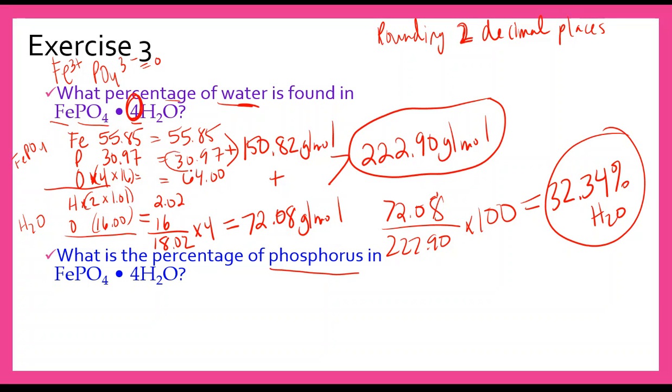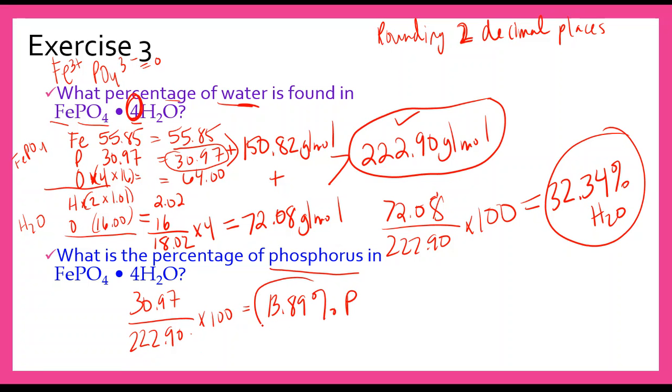Well, we know how much the phosphorus is because we know that from up here. And we know the total already because we already calculated that. So this part should be pretty easy. The phosphorus over the total times 100 will give us the percentage of phosphorus in there. And obviously its mass is less, so the percentage should be less. And it is. It's about 13.89% P, phosphorus.